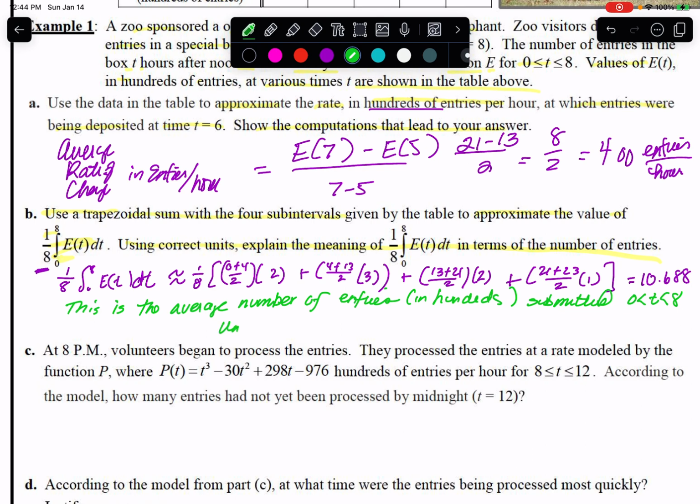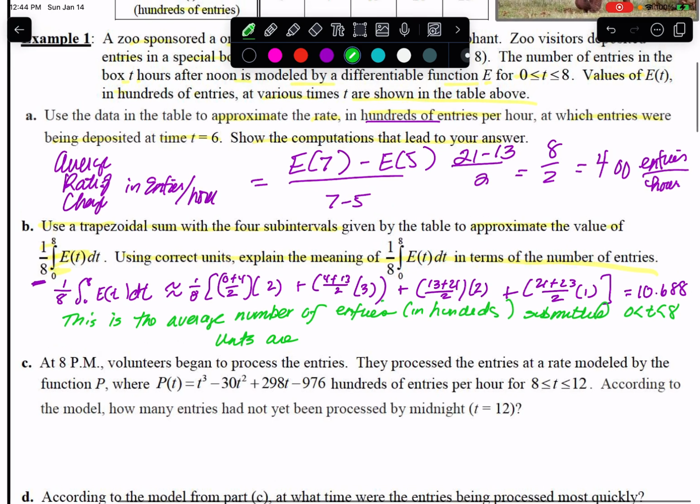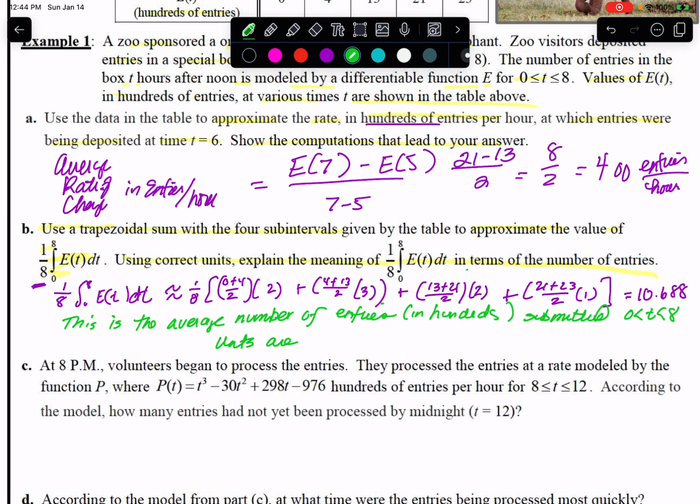The units are number of entries. So that would be hundreds of entries, if we're not going to multiply that out. So the average number of entries would be 10.688 hundred entries.